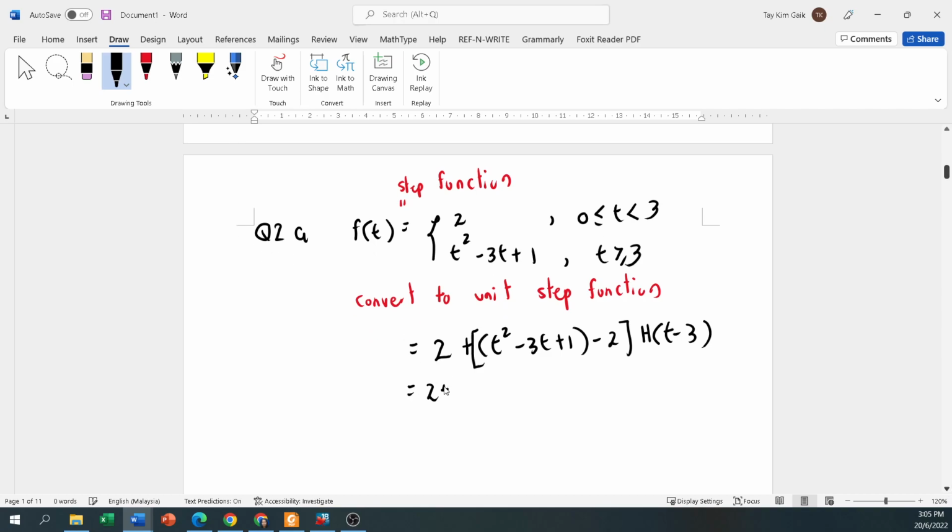You got 2. So simplify it. t squared minus 3t plus 1 minus 2. So you got t squared minus 3t, and 1 minus 2 is minus 1, h(t minus 3).